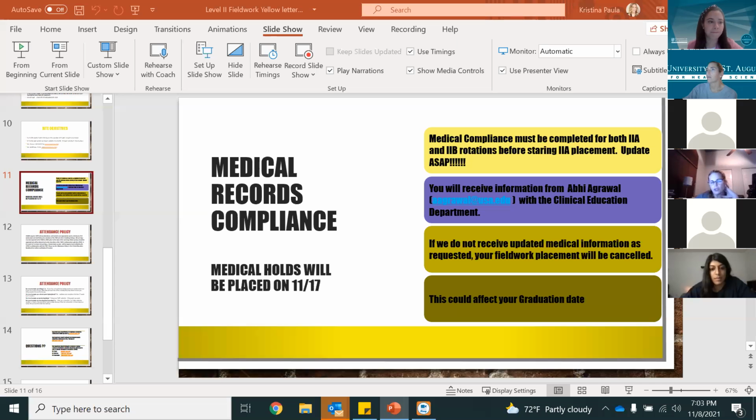Also, the other intention is that if something, God forbid, should happen to you in fieldwork, you remember you are not an employee, although you have to follow all the rules and regulations of the facility. If something should happen to you in the hospital, in the clinic, wherever you're at, they need to make sure that you have the means of going to the hospital and having medical care, and that they are not responsible for taking care of your medical needs.